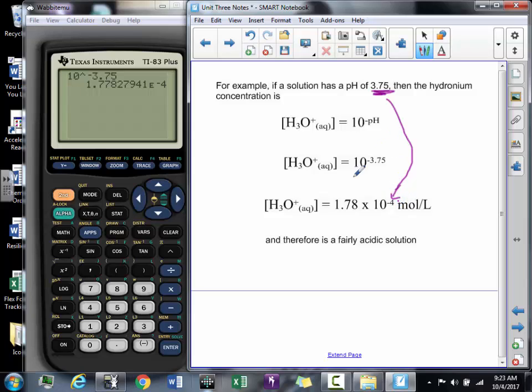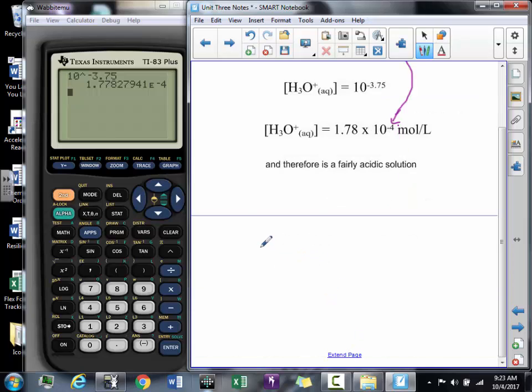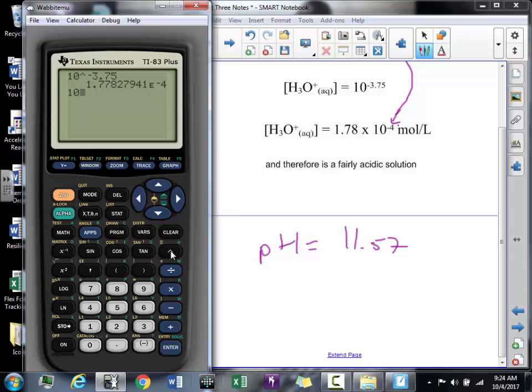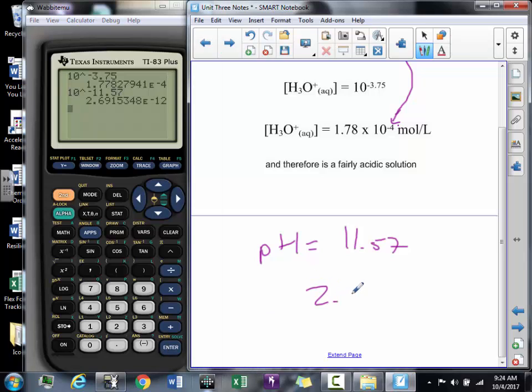Let's try another one. What if I were to give you a pH of 11.57? First of all, before you even type anything in, acid or base? Definitely base, right? Okay, well, if you go 10 to the power of negative 11.57, it will then give you a concentration of 2.69 times 10 to the minus 12 moles per liter. Is that highly concentrated? Not even close. Clearly lower than what water does.